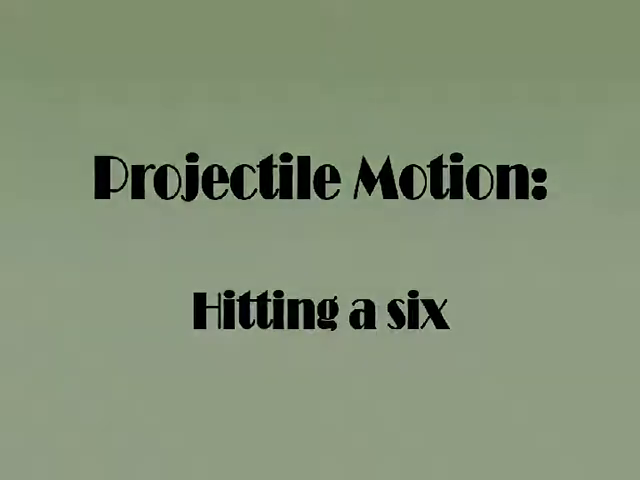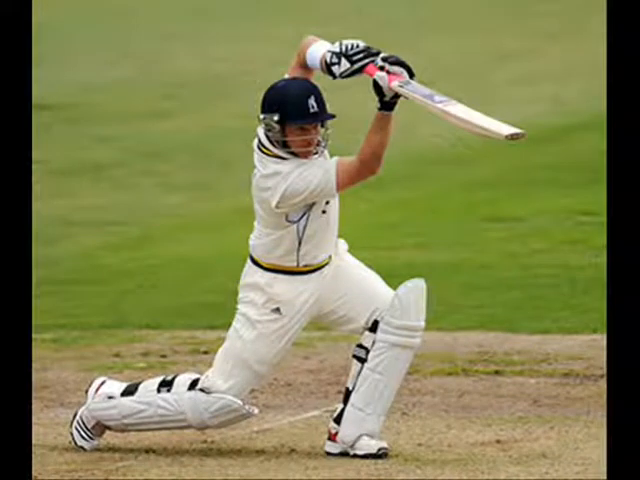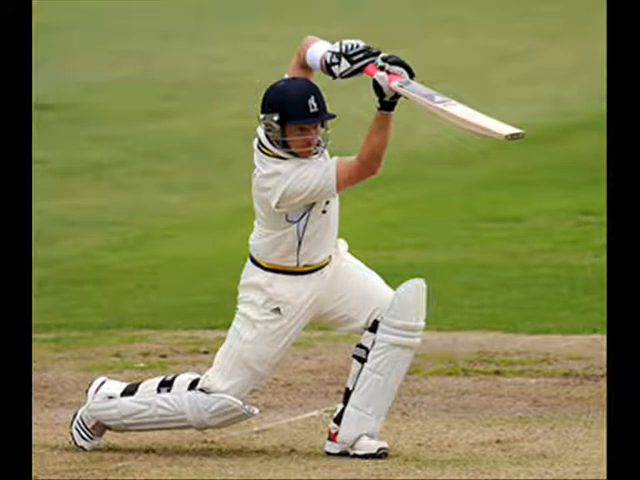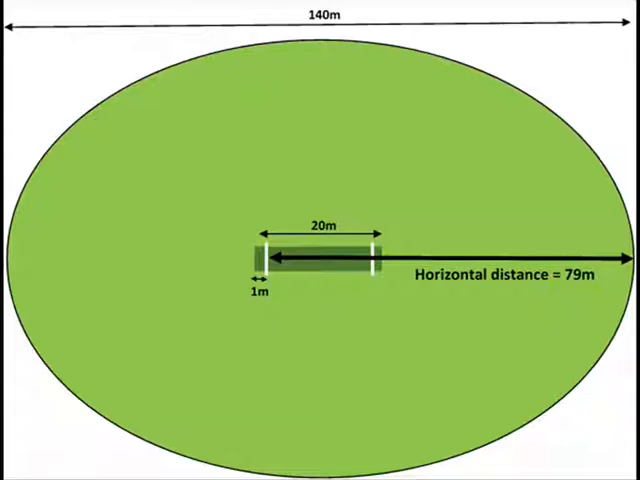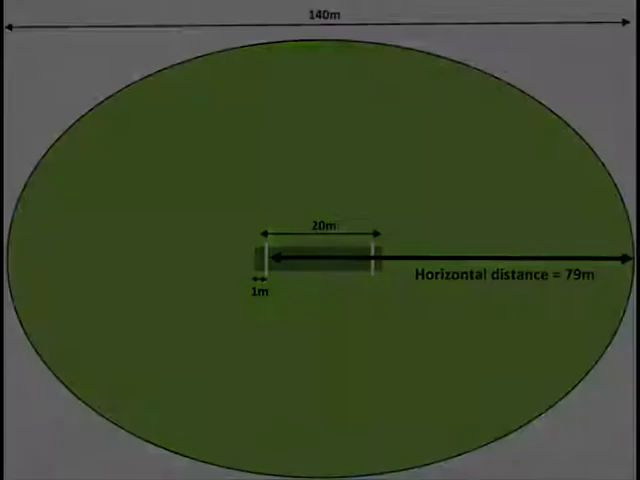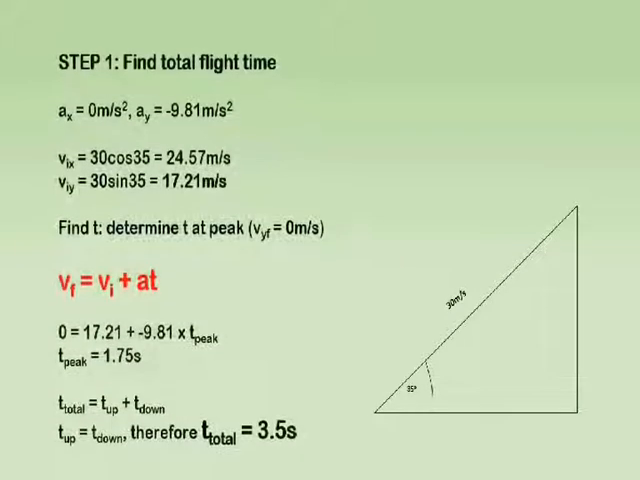A batter can score 6 points for their team by hitting the ball over the boundary on the full. Here we will look at whether a certain hit will go for 6. A typical cricket oval is about 140 metres long, the distance between the wickets is 20 metres, the pitch is in the centre of the oval, and the batting crease is marked 1 metre in front of the wickets. Therefore, the distance from the batsman to the boundary is 79 metres.